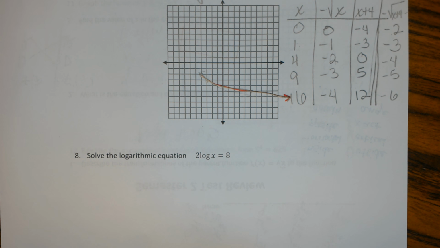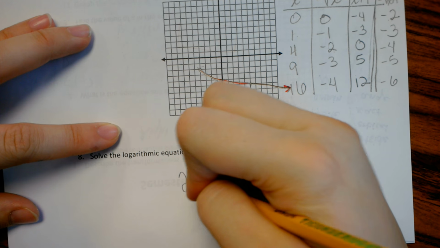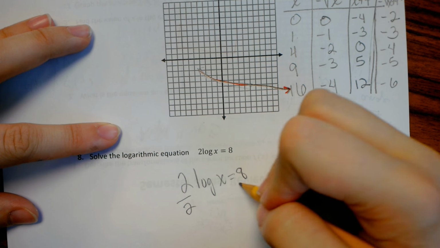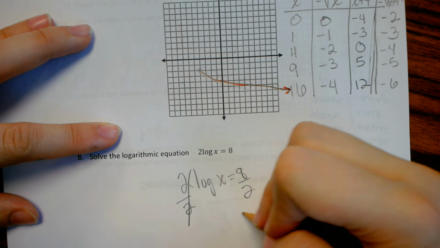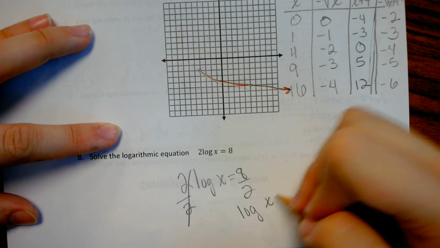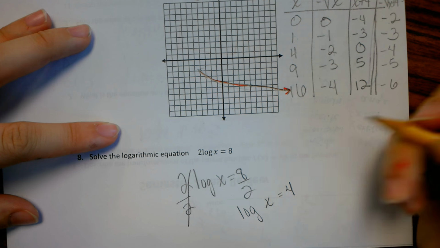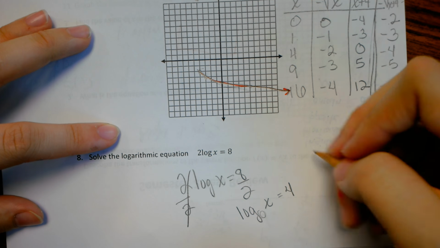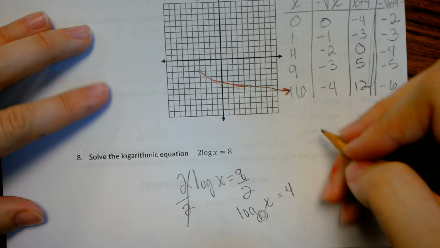Number 8 is asking me to solve the logarithmic equation: 2 times the log of x is equal to 8. So I'm going to divide by 2, and I get log x is equal to 4. If there's not a base written here, it's base 10.